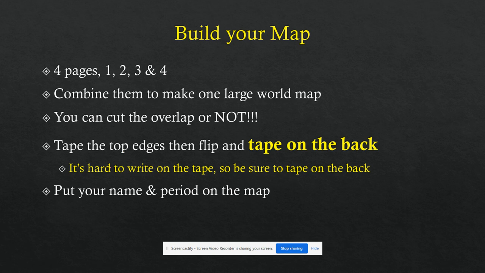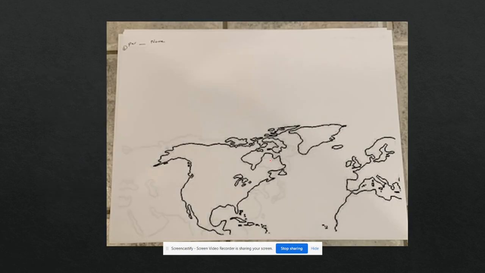Make sure that in the middle where the map is, you put the tape on the back. Once you put the tape on the front side, it's very hard to draw or write on the tape. In fact, some of the tape doesn't let you do it. Then put your name and period on the map so you don't lose it. You can fold it up so you can take it back and forth. Okay, that'll be fine.